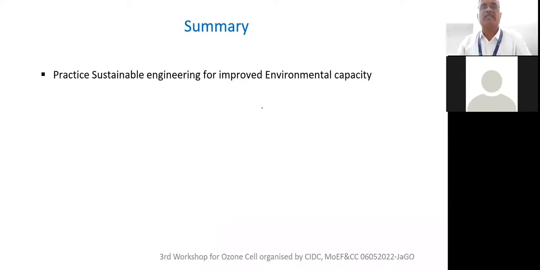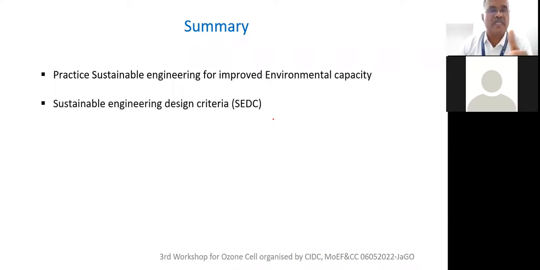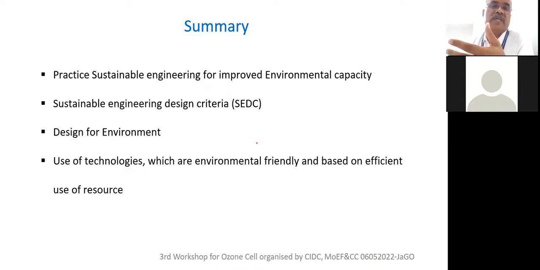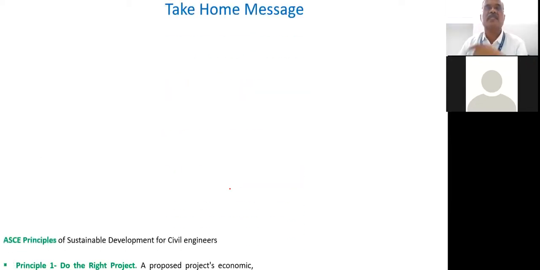Practice sustainable engineering for improved environmental capacity. Definitely it's not only three design criteria, that is function, cost, and safety. In addition to that, we have to add impact on the environment and impact on the people, and then sustainable engineering design criteria need to be considered while designing the buildings. Then design for environment, that concept I have mentioned. Then technologies which are environment friendly and based on efficient use of resources. This is a take-home message.